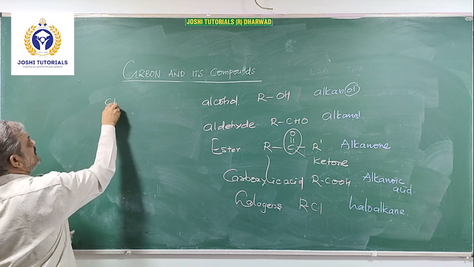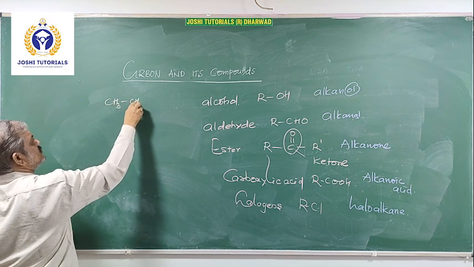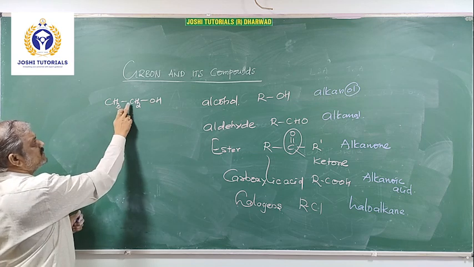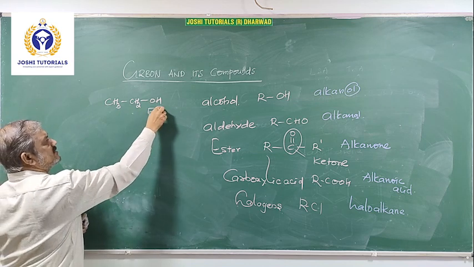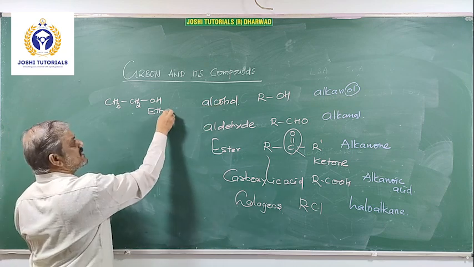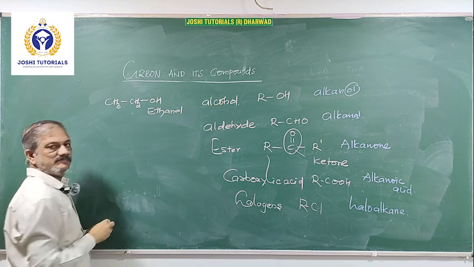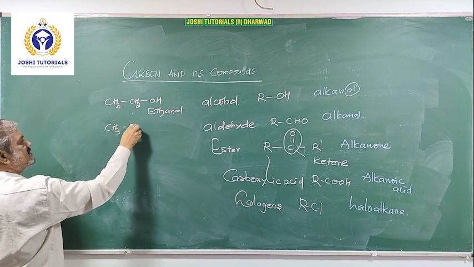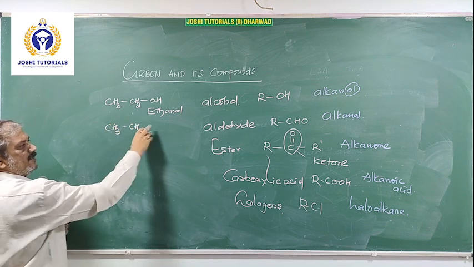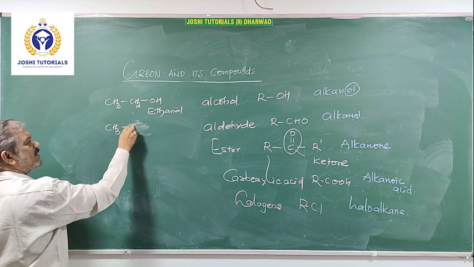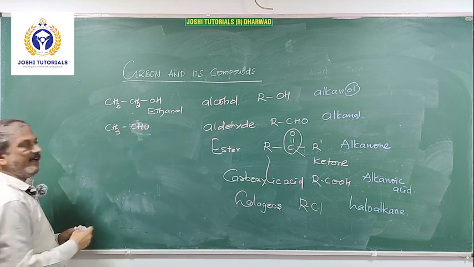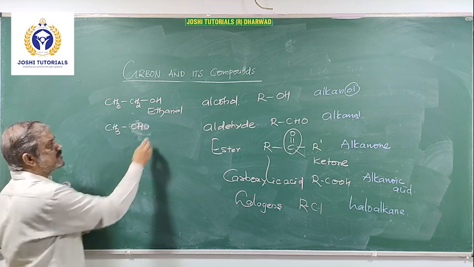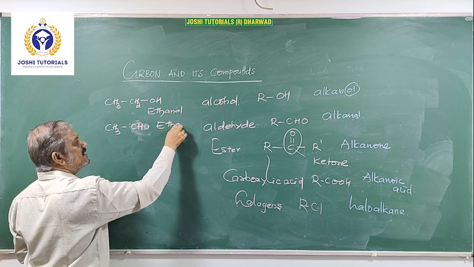Say for example, CH3CH2OH. The name is ethanol. If you come to this CH3CH2CHO, or you can write here only CHO, in this, count the number of carbon atoms, 2. That's why it is called ethanal.